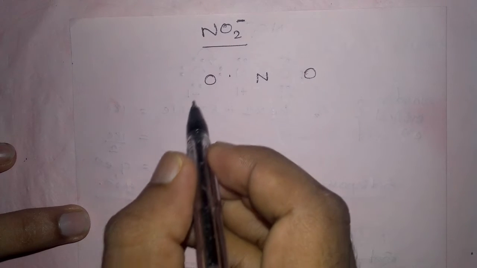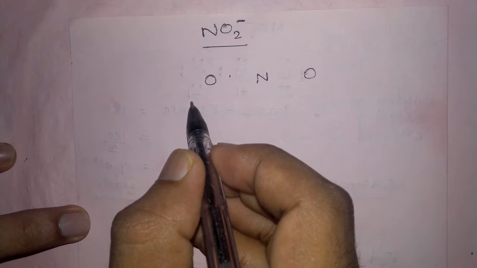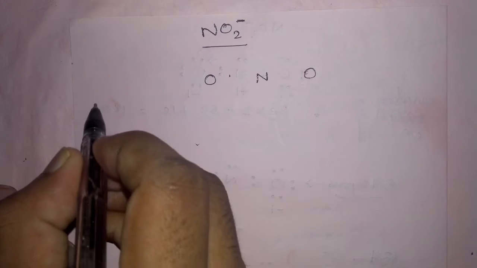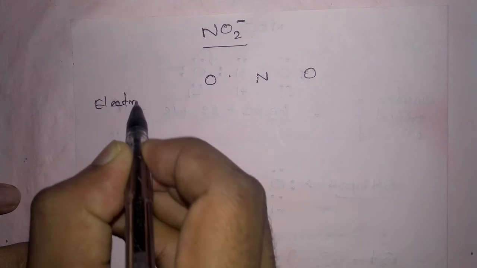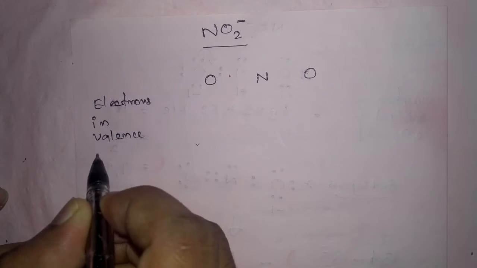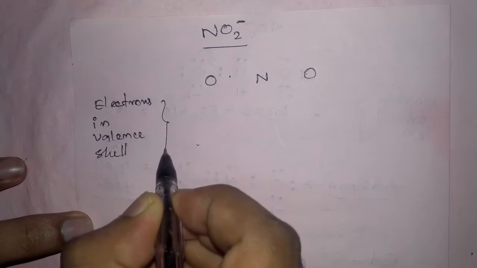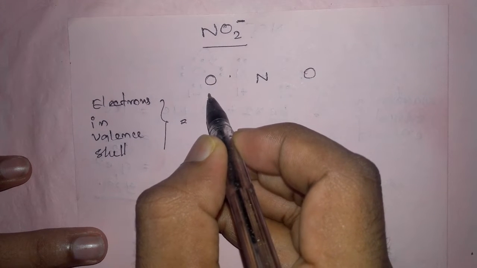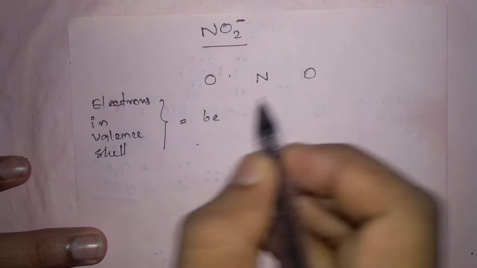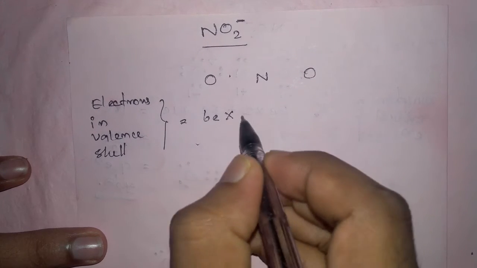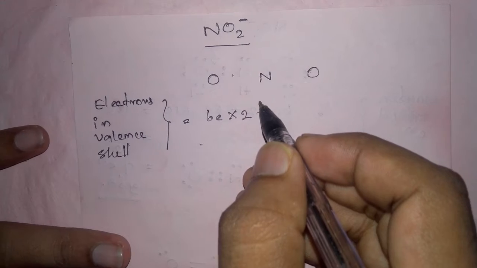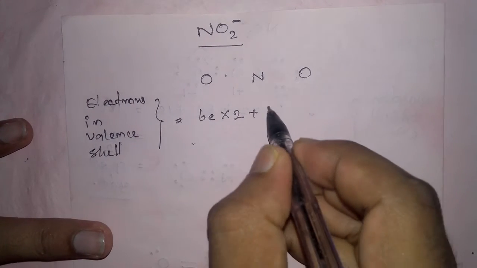And next step is the calculation of total number of electrons in valence shells of atoms. We know that oxygen is in 16th group, so it should have 6 electrons in the valence shell. There are 2 oxygen atoms, then multiply this 6 electron by 2, and nitrogen belongs to 15th group, so it should have 5 electrons in the valence shell.